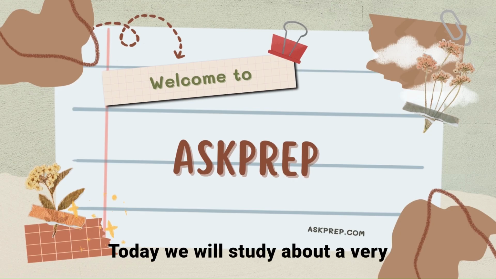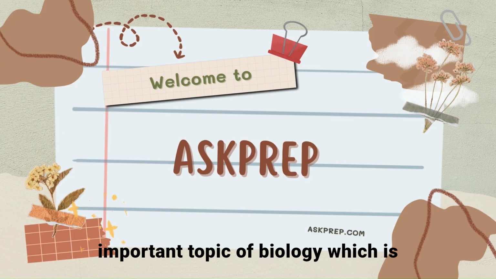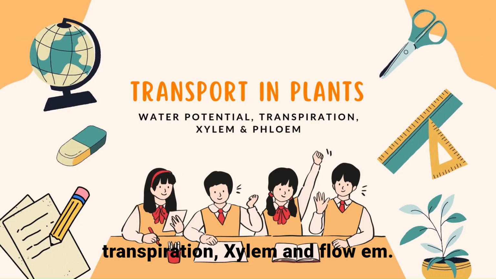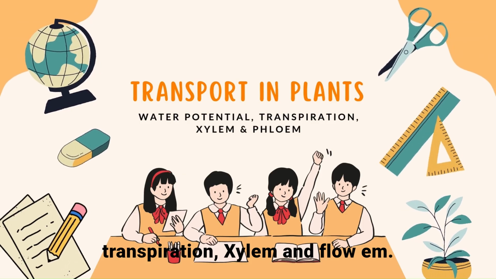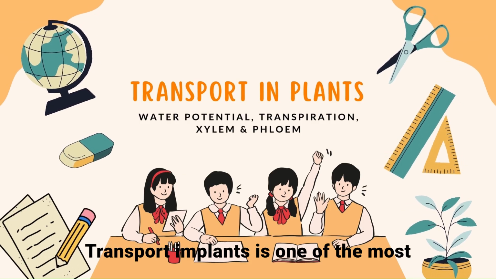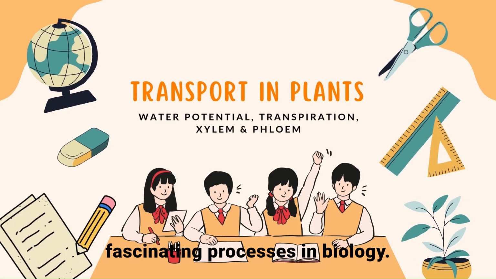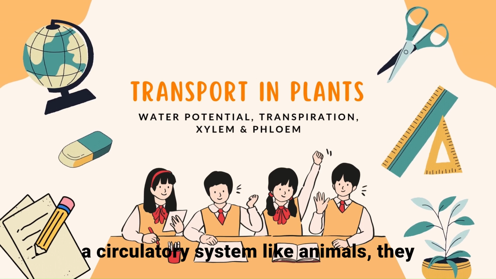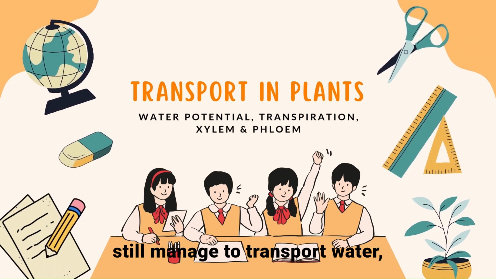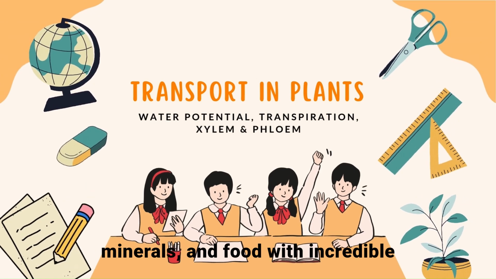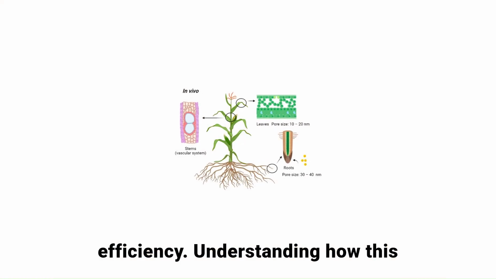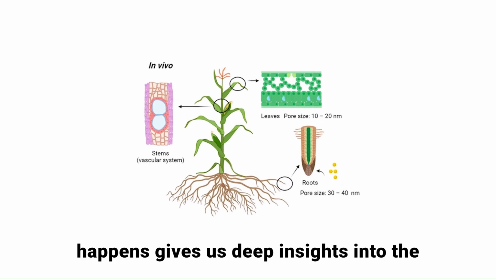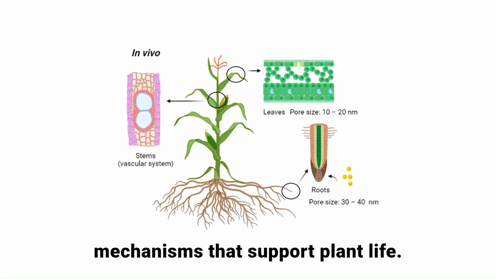Today we will study a very important topic of biology, which is transport in plants, water potential, transpiration, xylem and phloem. Transport in plants is one of the most fascinating processes in biology. Even though plants do not have a heart or a circulatory system like animals, they still manage to transport water, minerals, and food with incredible efficiency. Understanding how this happens gives us deep insights into the mechanisms that support plant life.